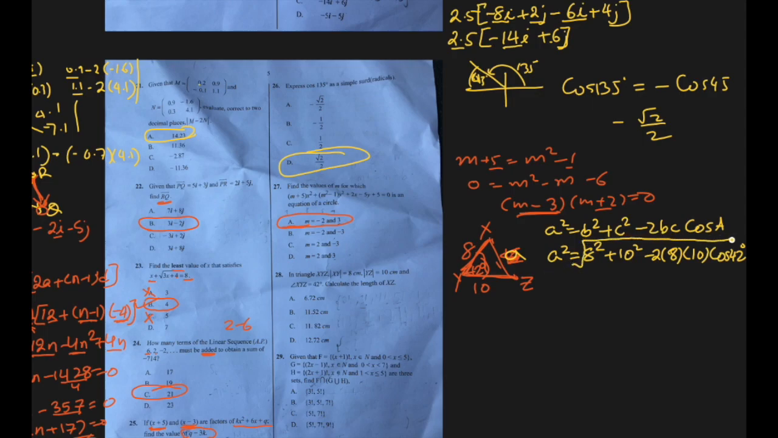Whenever we have two sides and the included angle available, we use cosine rule. And here we will use cosine rule now. Cosine rule is a square equal to b square plus c square minus 2bc cos A. So this is what we have to find. So a square equal to the other two sides, 8 square plus 10 square minus 2 times 8 times 10 times cos 42, the angle between them. So just put this in a calculator and we'll get it. Square root this side, square root this side.